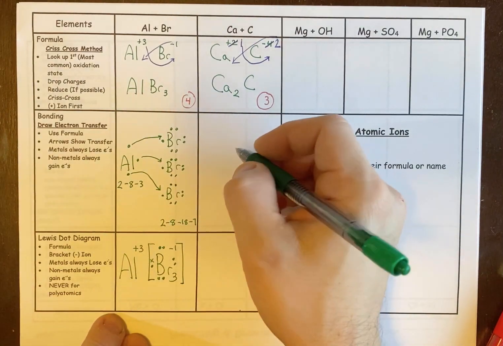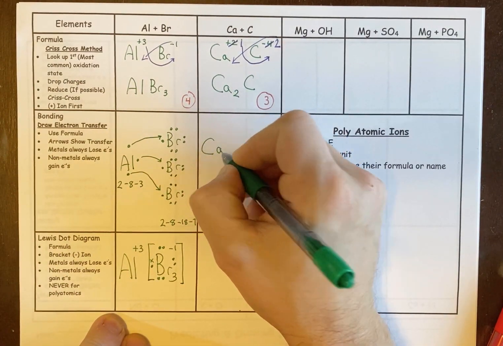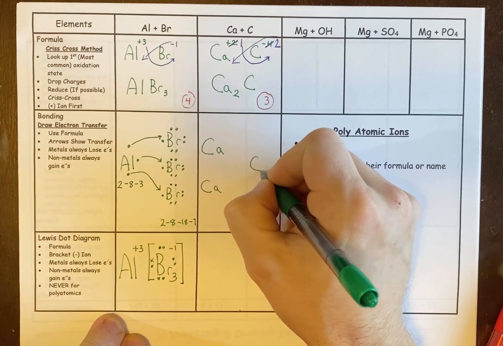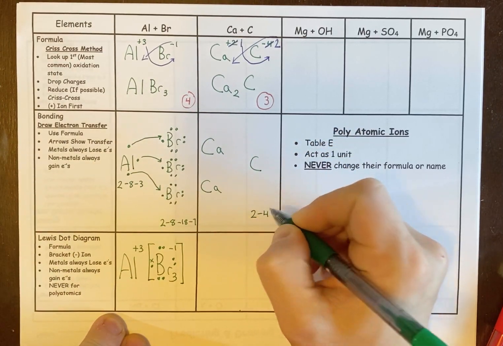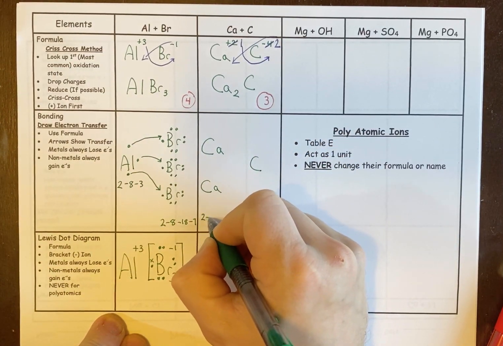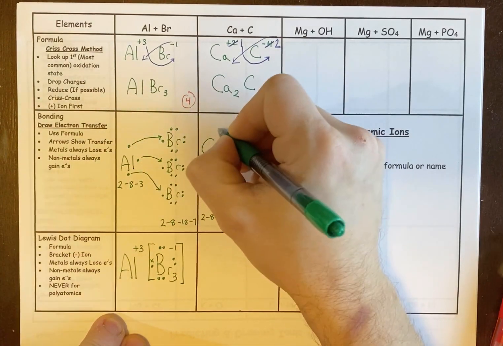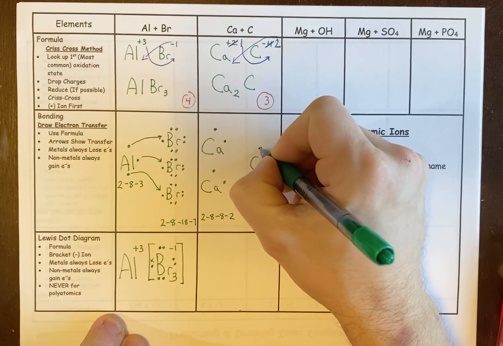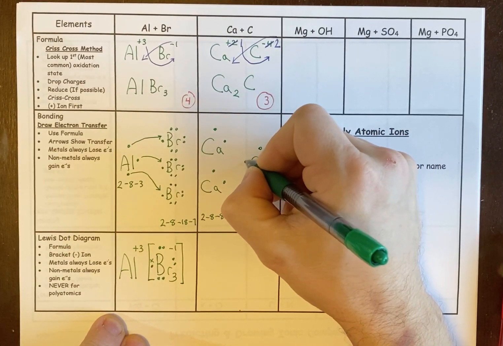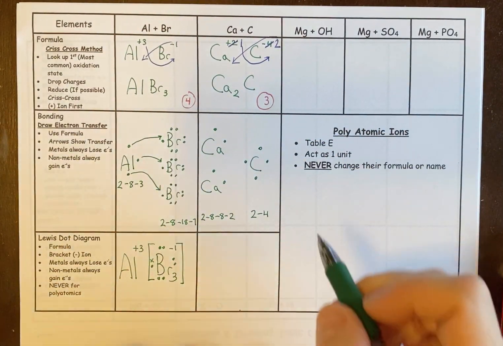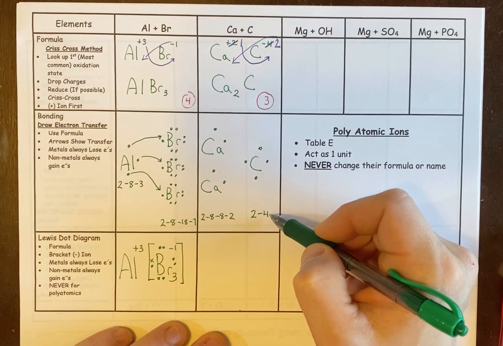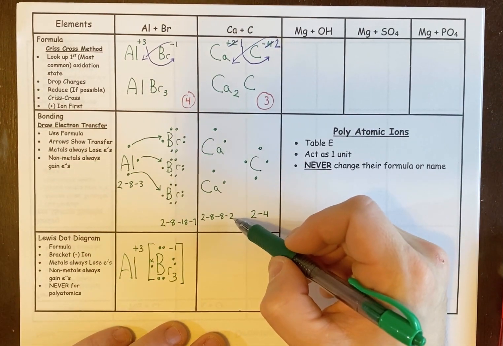Now when I draw it out, I'm going to draw out 2 Cas and 1 C. C is 2, 4. Calcium is 2 dots, carbon 4 dots. So as you can see, carbon wants to gain 4 to become stable. That's the octet rule. Calciums need to get rid of 2 each.